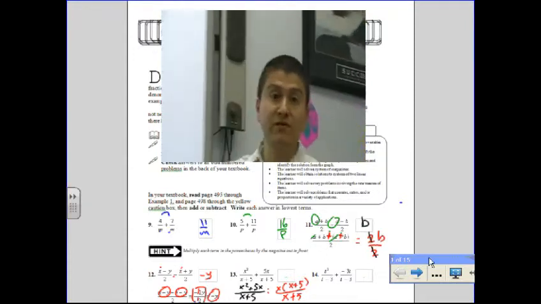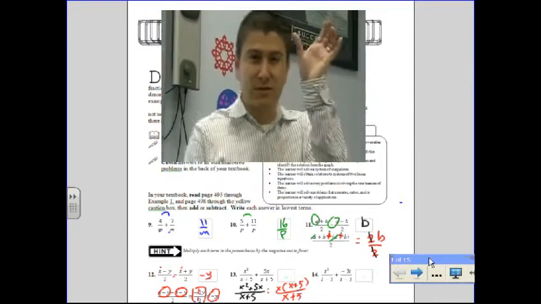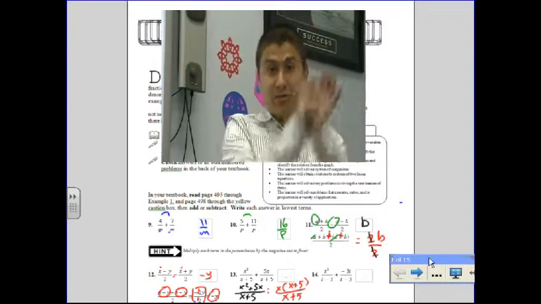And if you recall from the previous sections that we've done, if something is the same on top and something is the same on the bottom, they will cancel off.